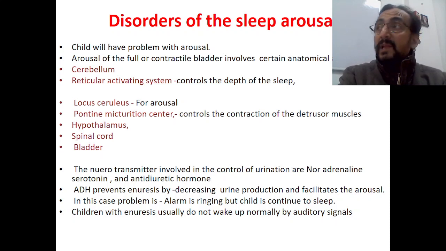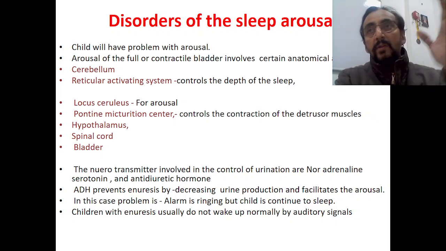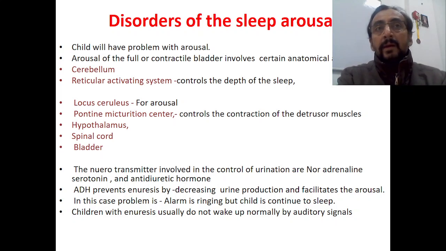Everything is important. So sleep arousal, when I say problem related to sleep arousal, cerebellum, reticular activating system, then other parts like pontine micturition center, hypothalamus, spinal cord, bladder, everything gets involved. The neurotransmitters involved in the control of urination are noradrenaline, serotonin, and antidiuretic hormone. ADH prevents enuresis by decreasing the urine production and facilitates the arousal.